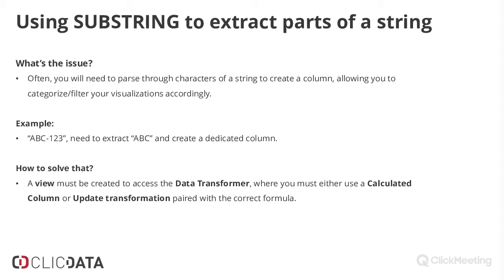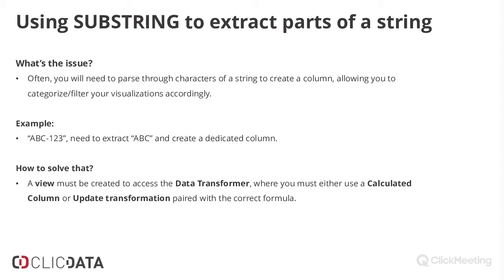After your data has been imported, what you can do is create a view to access our data transformer, where you can either use a calculated column or an update transformation. The choice is yours. A calculated column would create a new column retaining the original column that you had. The update transformation would replace the existing column with the new contents, depending on your formula.